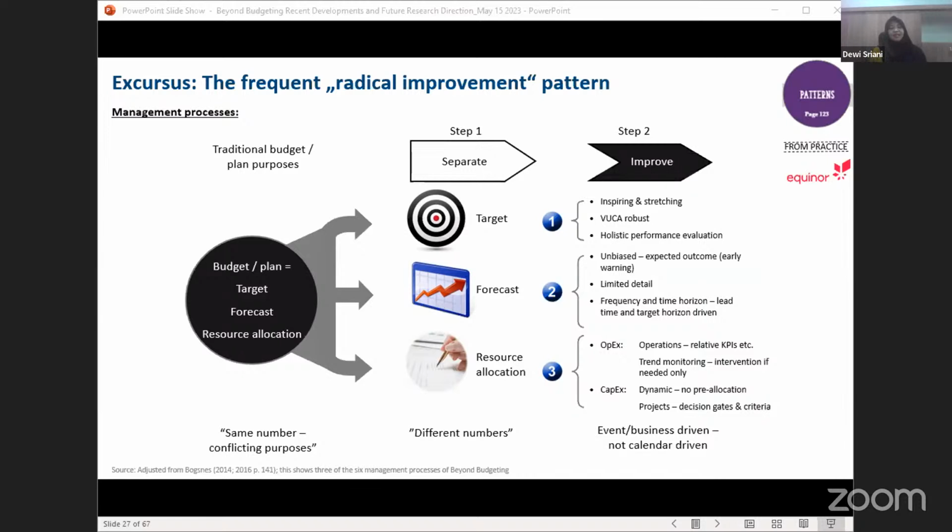Okay, I'm sorry, there is one more question. According to your experience, how long does it take for companies to move to beyond budgeting from the traditional one?